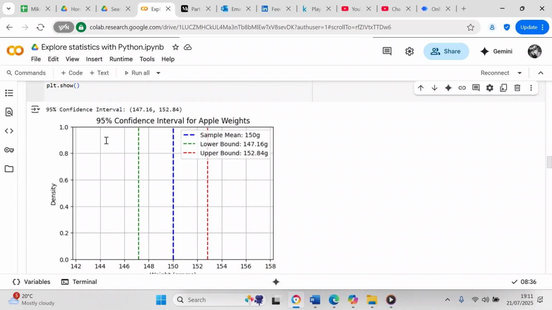So the confidence interval with a mean of 150 grams is 147.16 to 152.84.